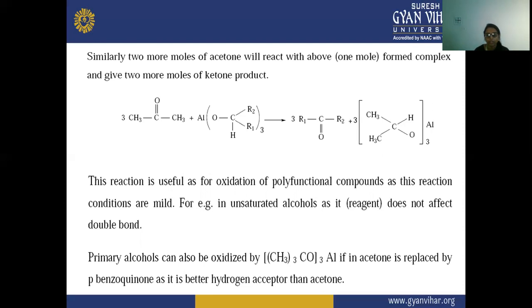For example, in unsaturated alcohol, the reagent does not affect the double bond. Primary alcohol can be oxidized by aluminium tertiary butoxide if acetone is replaced by p-benzoquinone, as it is a better hydrogen acceptor than acetone. If the acetone is replaced by p-benzoquinone, then primary alcohol can also be oxidized by this aluminium tertiary butoxide.